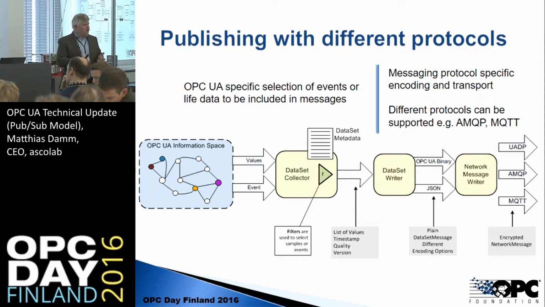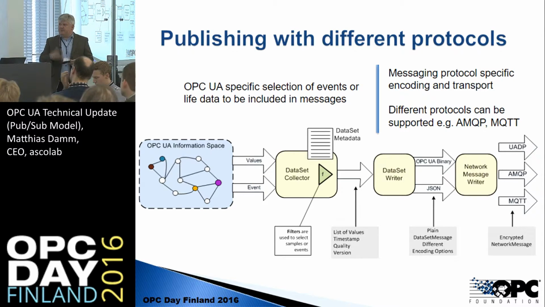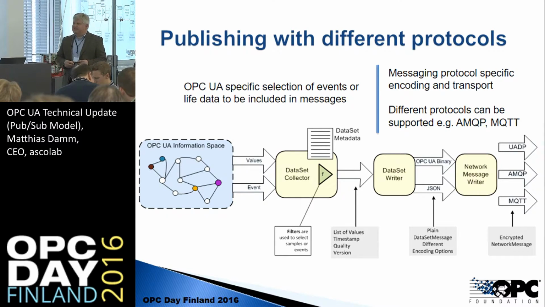And then on the right side, it depends on the communication protocols and the encoding. So we are working on an OPC UA binary encoding, for optimized transport and also for end-to-end security. But we also have a JSON encoding, which is mainly used with message brokers or cloud environments. And then there are different communication protocols that can be used, like we have a UDP-based protocol for peer-to-peer communication, and AMQP for cloud connectivity for talking to a message broker.